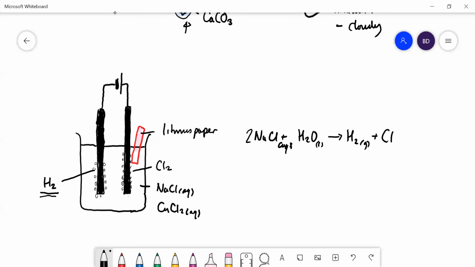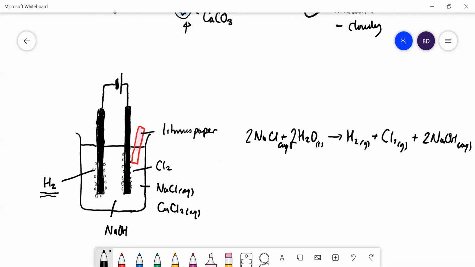You get chlorine gas at the positive electrode, and what will be left in solution here is sodium hydroxide, so it will make it quite alkaline, NaOH aqueous solution. Okay, that equation is not balanced, so I need to put a 2 there, don't I? 2 in front of the water. All right, it's balanced now.